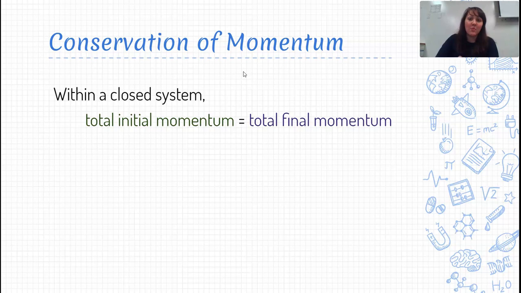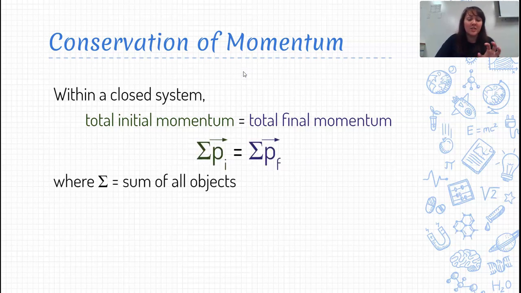If we want to write that out mathematically, we can write something like this: the sum of all the initial momenta. This little funny E thing is the Greek letter sigma, which just means sum. So if we sum all the initial momenta of all of our objects, that's going to be equal to the sum of all the final momenta of all of our objects.